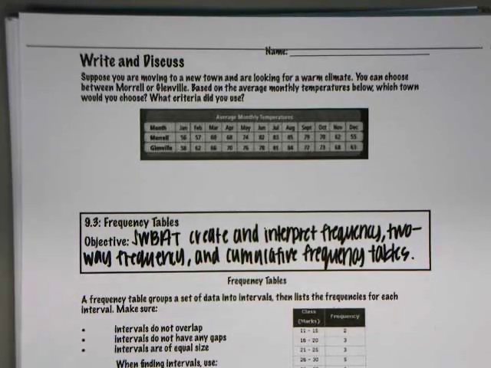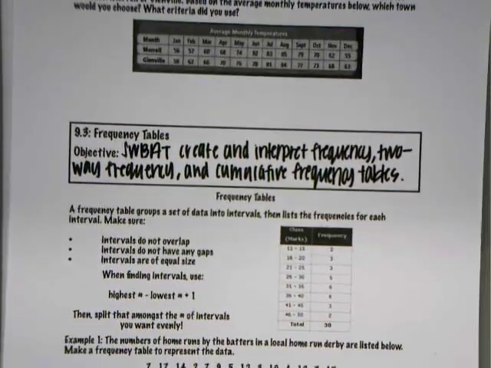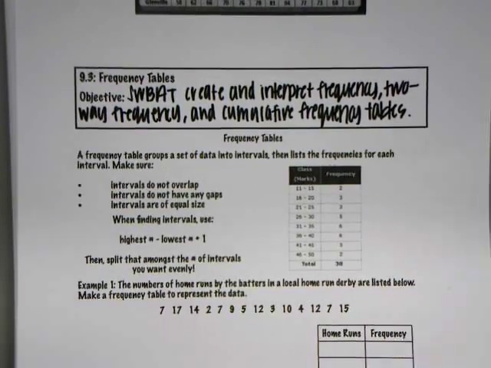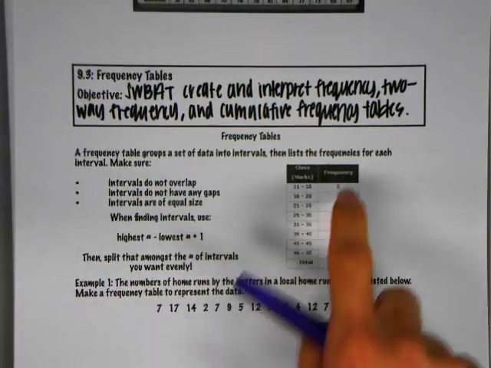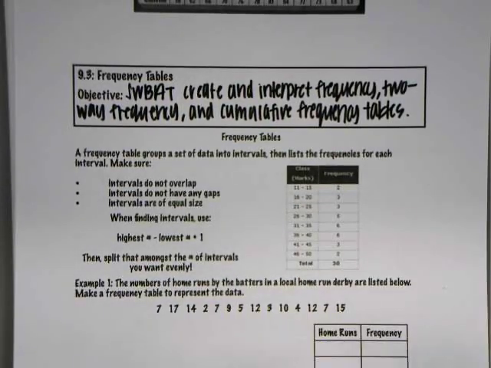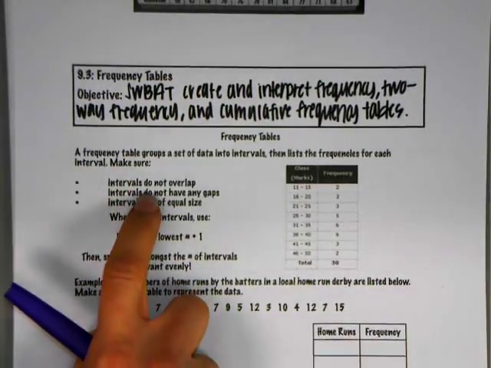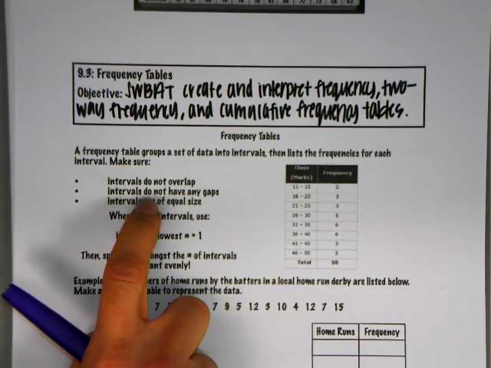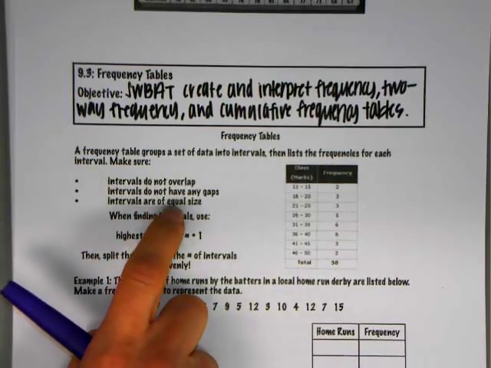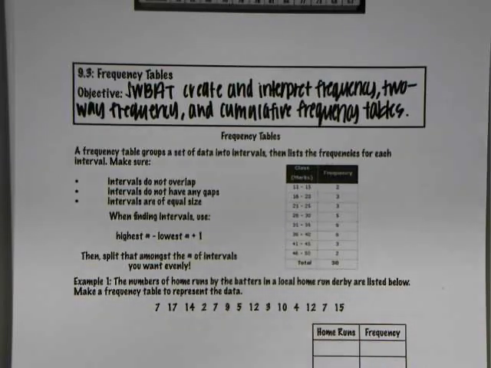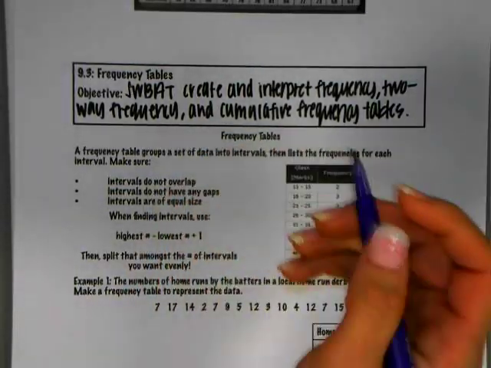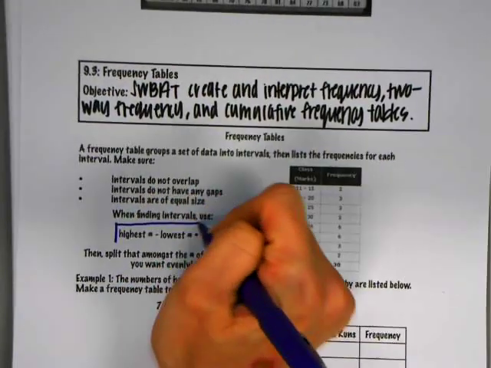Okay, so here's what a frequency table looks like. It basically has intervals like this. So between this number and this number, working your way down, and then how many of your values fall into each interval. The intervals can't overlap. They can't have any gaps. So you can't skip any numbers, and they have to be of equal size, so the same number of numbers in each. So to figure out how to split it up so that you have an even amount in each, you use this.